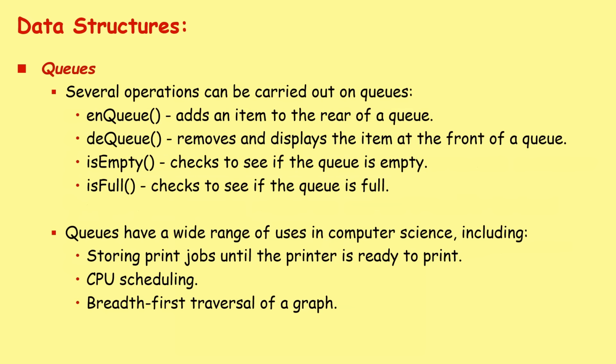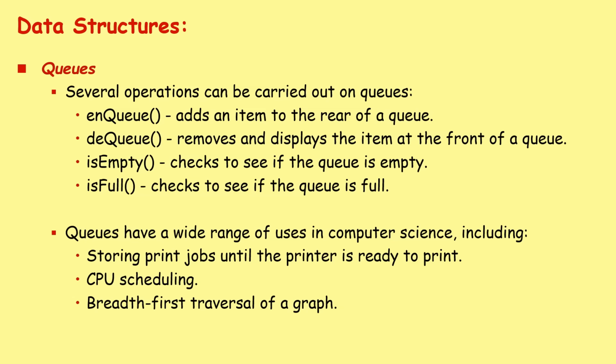Several operations can be carried out on queues, so these could have different names in different scenarios, but the idea is basically the same. We've got enqueue, which adds an item to the rear of the queue. We've got dequeue, which removes and displays the item at the front of a queue. We've got isEmpty to check to see if the queue is empty, and isFull to check to see if the queue is full. So you might be expected to use similar operations, similar functions, or you may have to code them depending on the type of question.